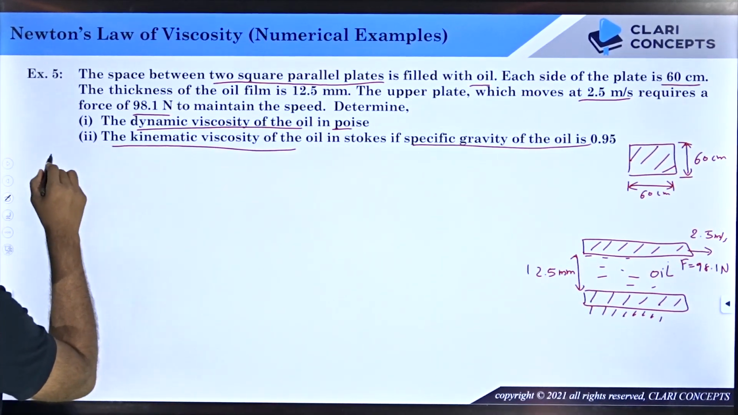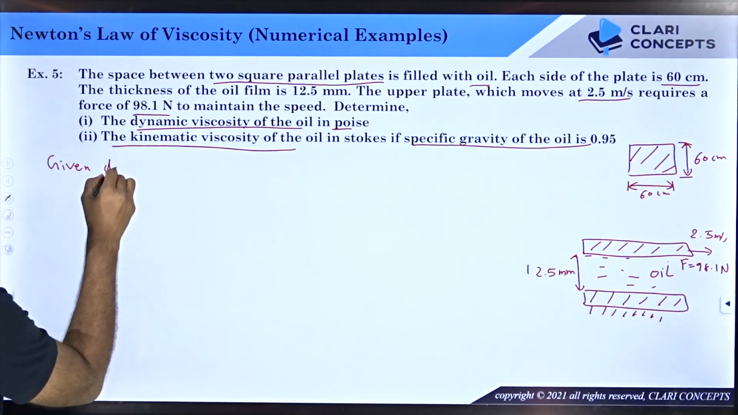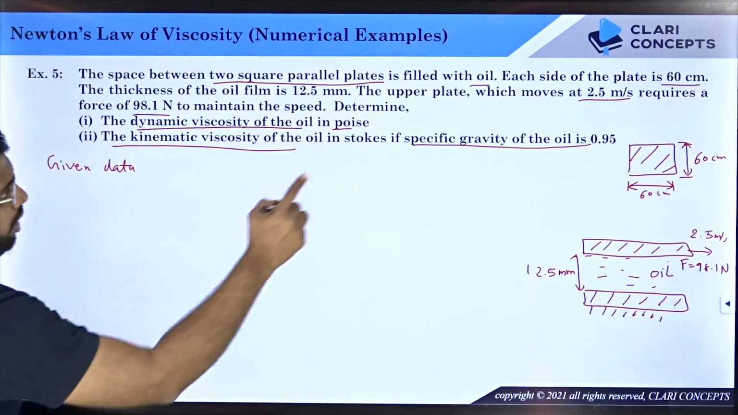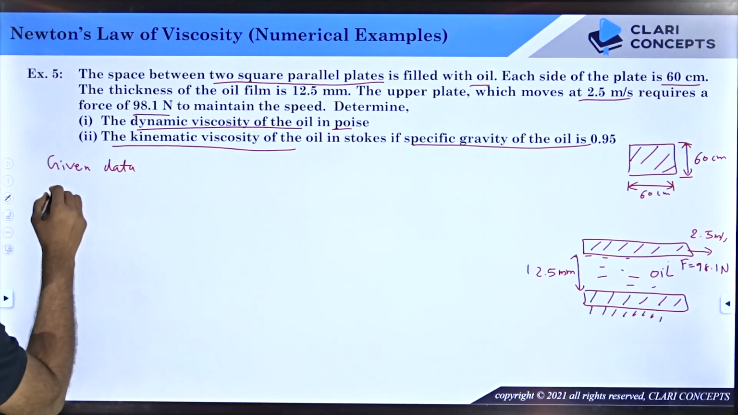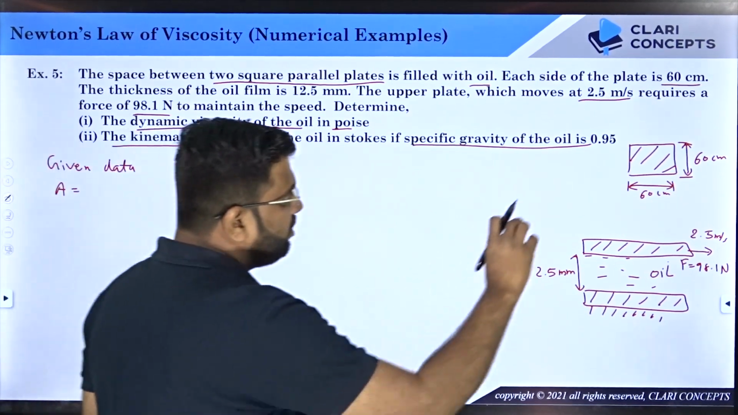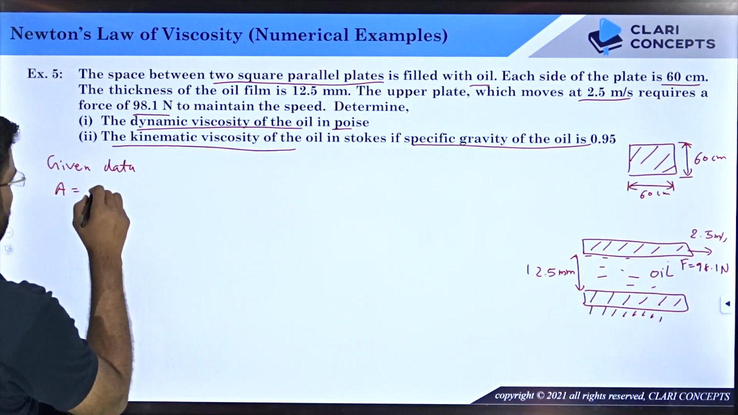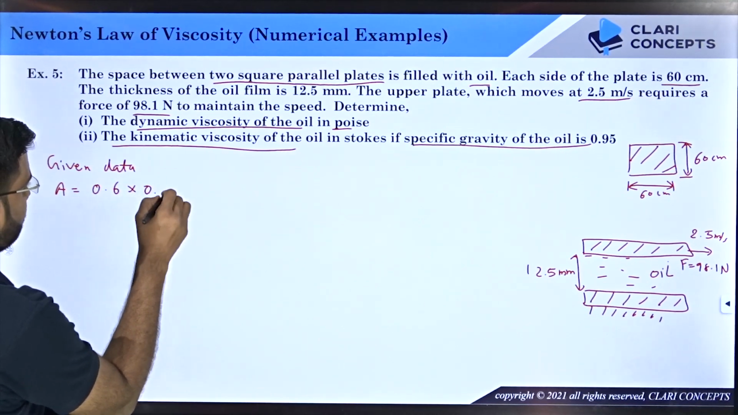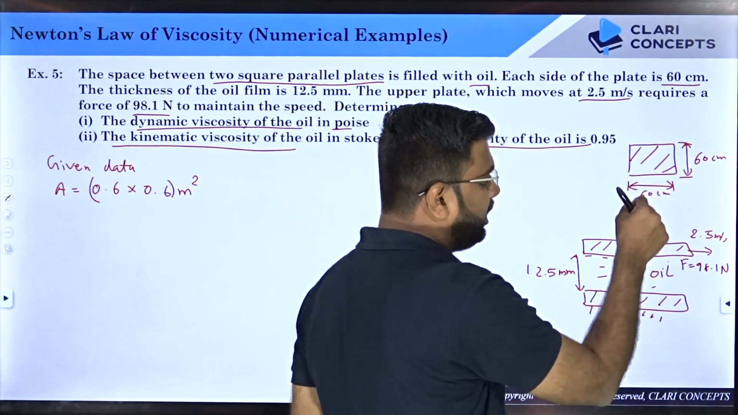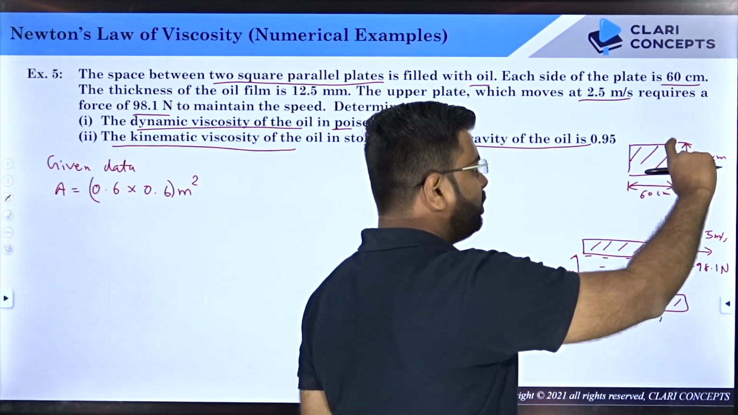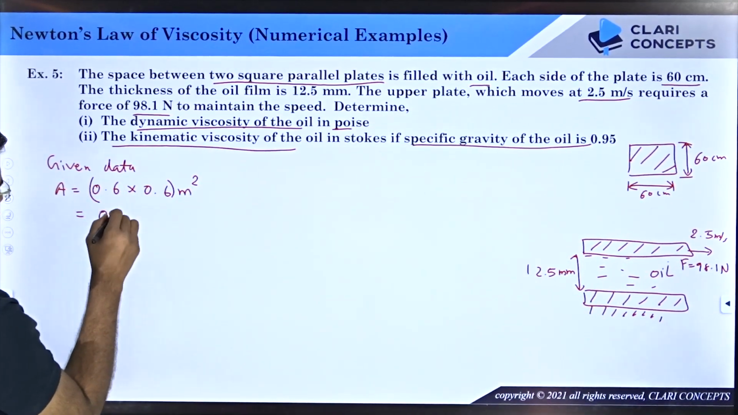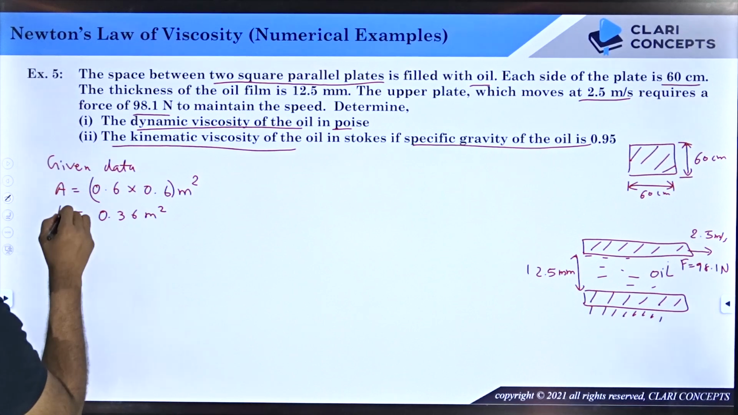So let us first see what is the given data to us. Just write down the given data. The first data given to us is the side of the plate is 60 centimeter, right? Basically this will be required to calculate the area. Each side is 60 centimeter, so can I say this is 0.6 meter by 0.6 meter? You divide by 100 to convert centimeter into meter. So 0.6 into 0.6, that is 0.36 meter square area, right?